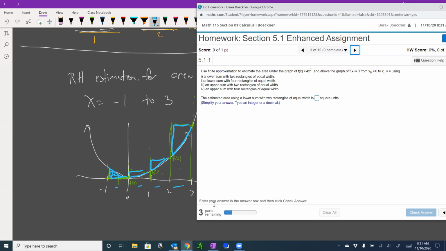Here's one where we're supposed to use a lower sum with two rectangles of equal width, a lower sum with four rectangles, an upper sum, an upper sum. Okay, so these aren't left and right, these are lower and upper, which means that I'm going to be looking for the maximums and the minimums. But because of how this thing's set up, on this interval from 0 to 4, the x squared function is going to be a left or a right because this thing is monotonically increasing from 0 to 4.